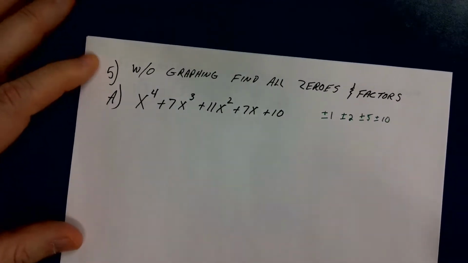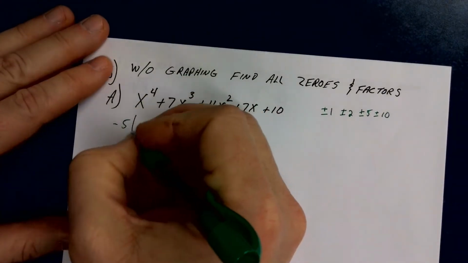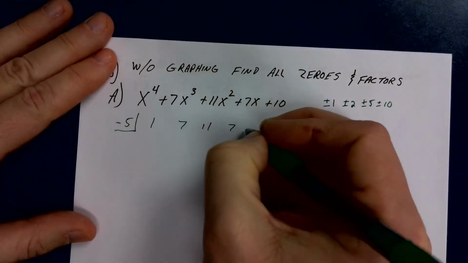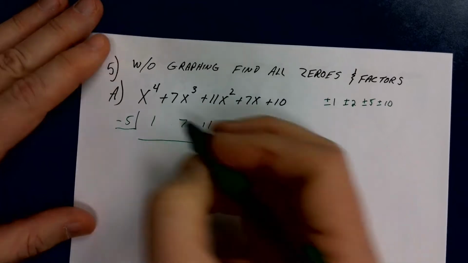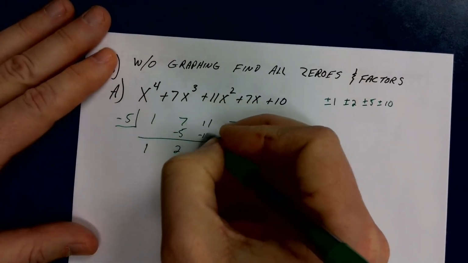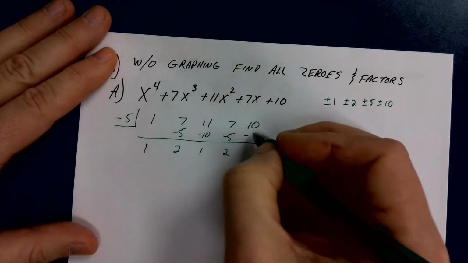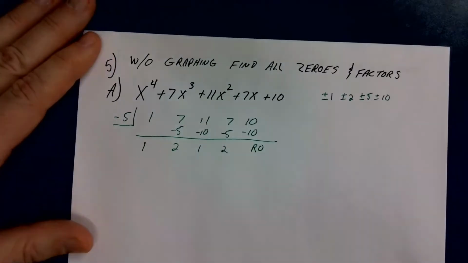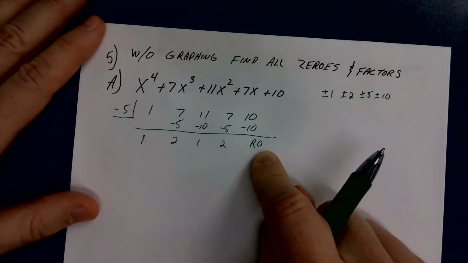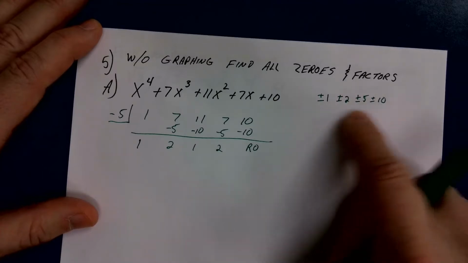So we're going to try one. Just go. And that's what we do, is we try it. So I'm going to try -5, see if that one works. So 1, 7, 11, 7, 10, and I do my synthetic division. I bring down a 1, -5, 2, -10. Holy crap, it actually worked. So I know that it did work. You're not going to get that lucky all the time. But remember, there could be 4 real ones here.